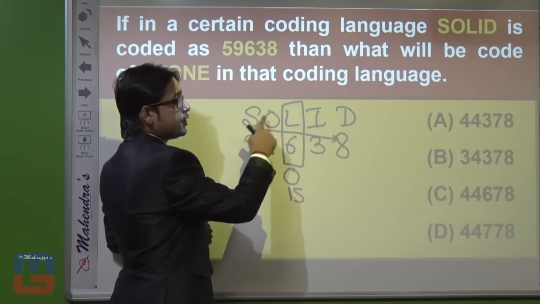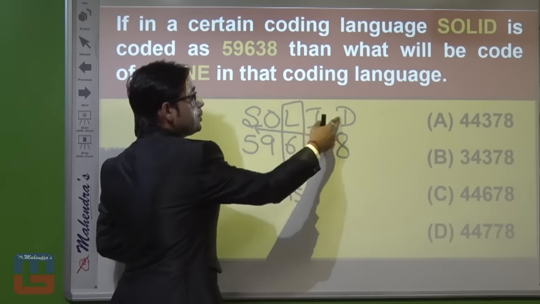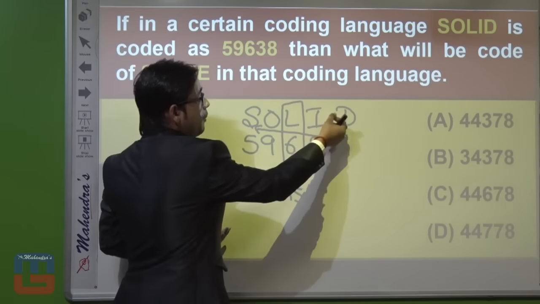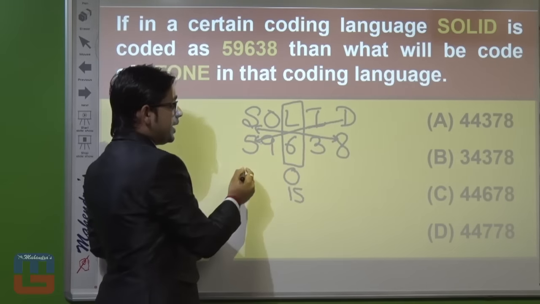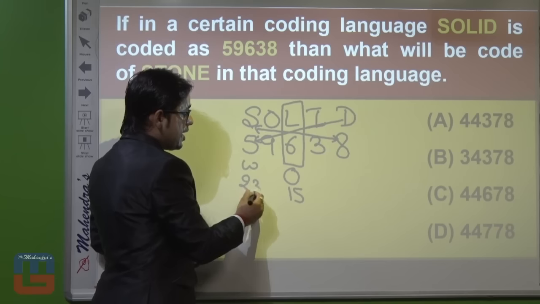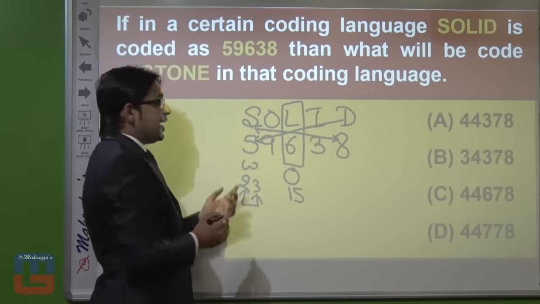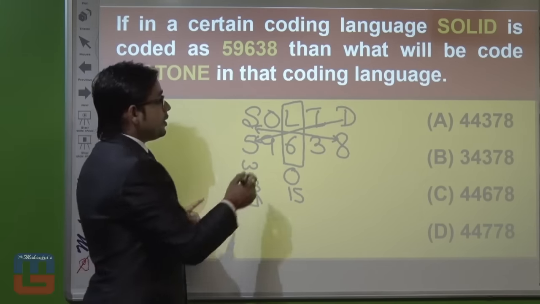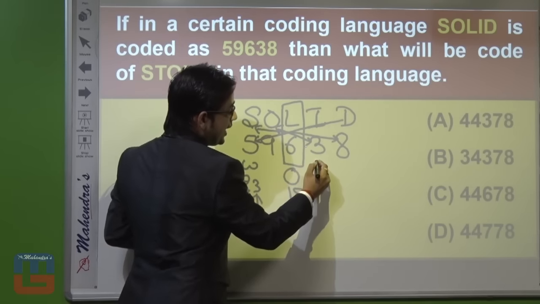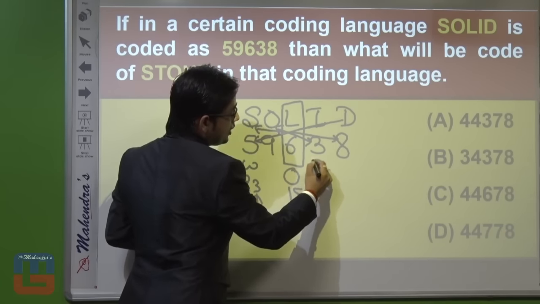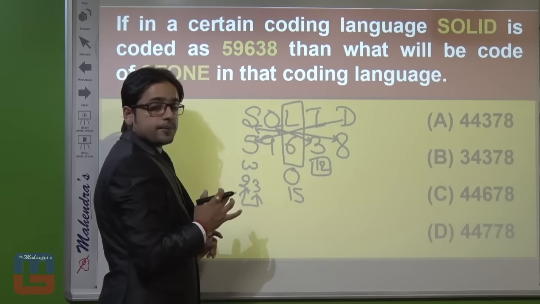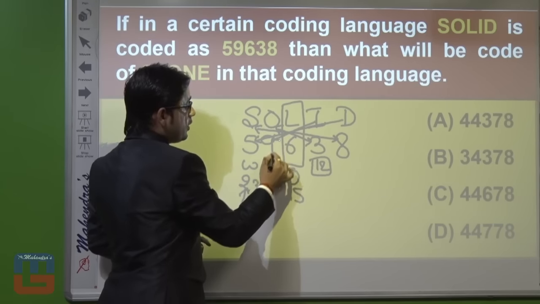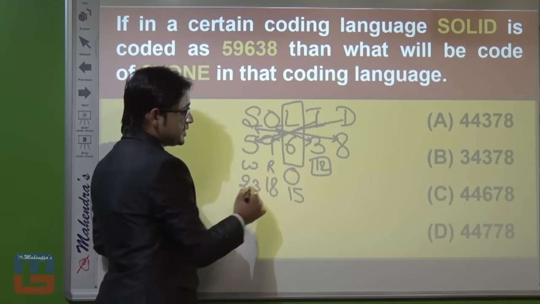So first is related to last, that's why last will be related to first. Opposite of D will be W and place value of W is 23. After adding 2 plus 3 we will get 5. Opposite of O will be L and place value of L is 12. 2 plus 1 is 3. Next, I, opposite of I is R, place value of R is 18.